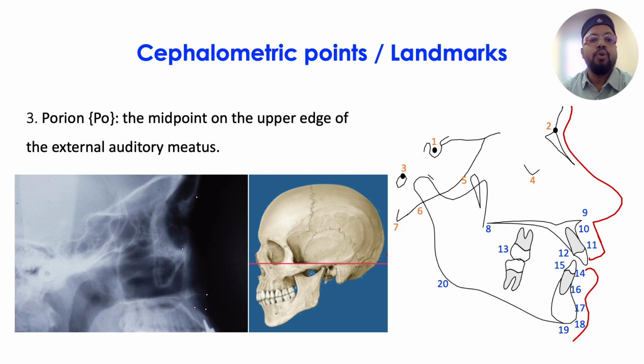Number 3, porion. The midpoint on the upper edge of the external auditory meatus. There are 2 porion, mechanical and anatomical porion. Based on the software you are using, you need to decide which porion you will select. Usually we do the anatomical porion, that is number 3. Here you can see mechanical porion and anatomical porion in the picture.